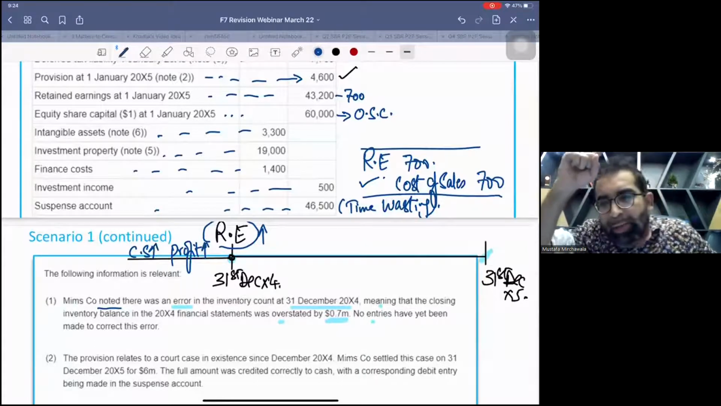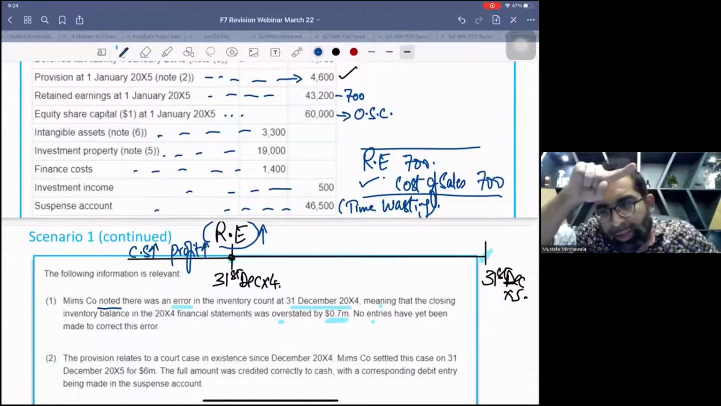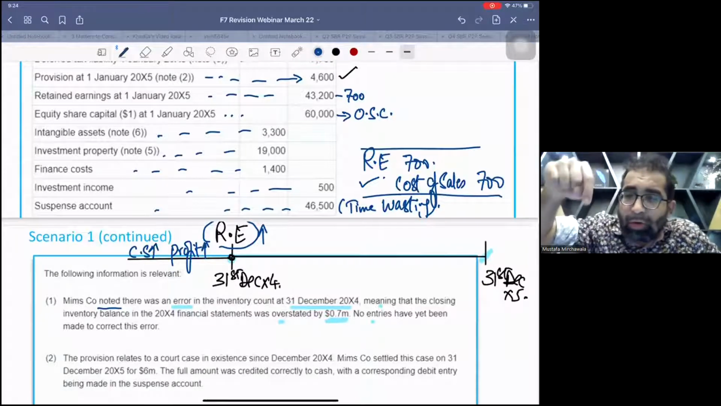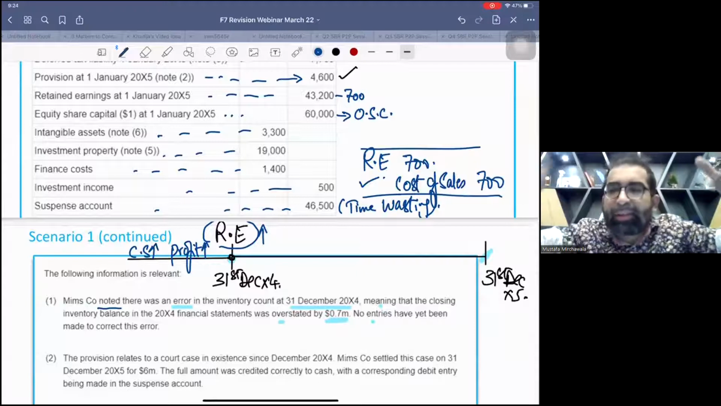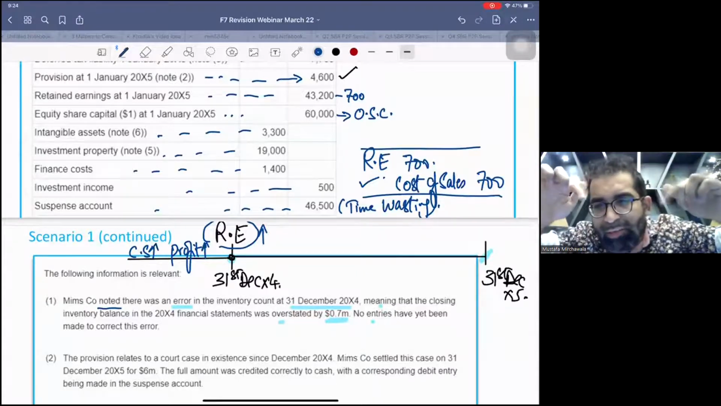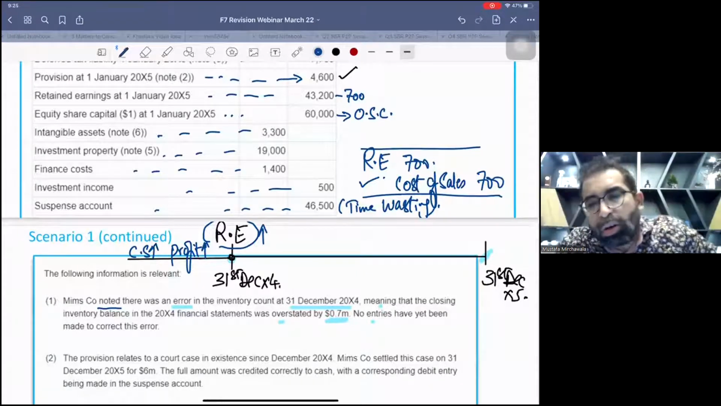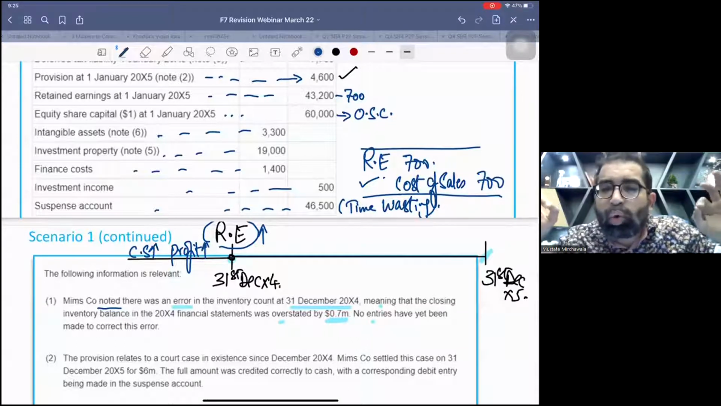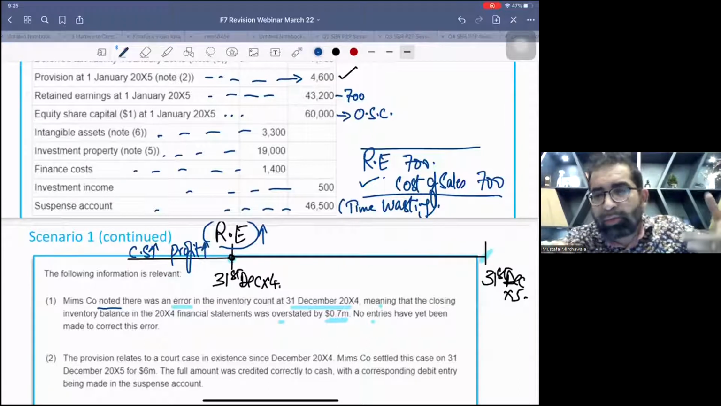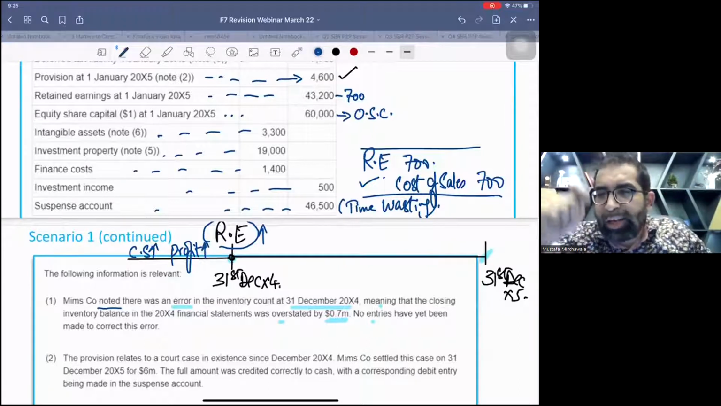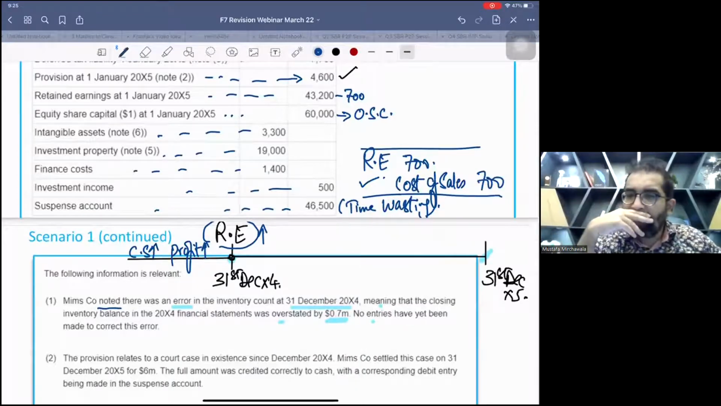So because of the prior period error, you adjust the opening retained earnings. And second, because last year's closing stock means this year's opening stock, when this year's opening stock is affected, obviously opening stock also affects the cost of sales. Use your basic knowledge. So you need to correct cost of sales. And that's what I did. Read it and think about it.